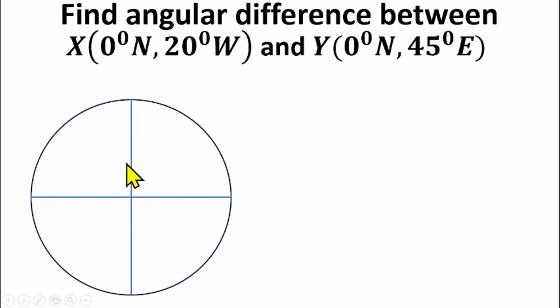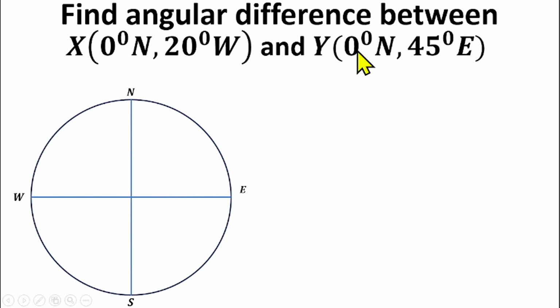So that's how to get the angular difference without doing anything, by checking the geographical location of the 2 points. Now let's see how to get it using the diagram. So I will draw the diagram like this. The circle to represent the Earth's surface. Locate your cardinal point.